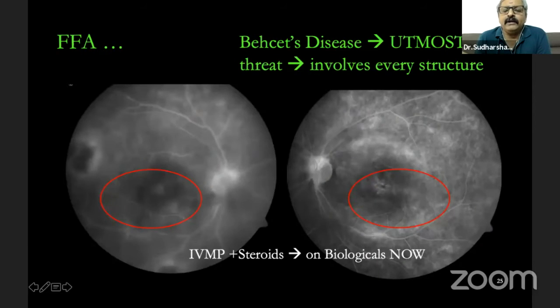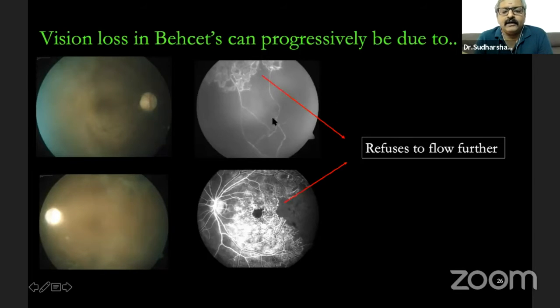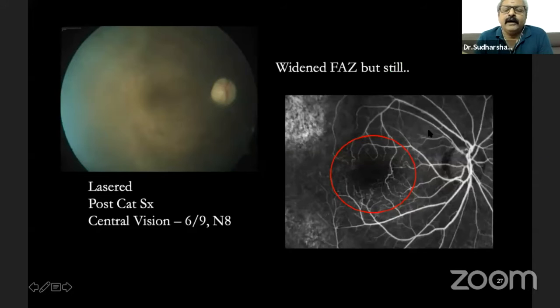So retinal involvement in Behçet's is a giveaway. It is the only non-infective condition where you can get retinal involvement. FFA confirmed the diagnosis, and this patient is on biologicals now. Vision loss in Behçet's can be progressive because of the capillary non-perfusion areas and macular ischemia. Look at this dye; it doesn't seem to be interested in flowing further at all. It refuses to flow further, and we did laser, and after the cataract surgery, vision was still maintained. So it's not always gloomy. Sometimes if you treat it appropriately, you can still salvage some vision.